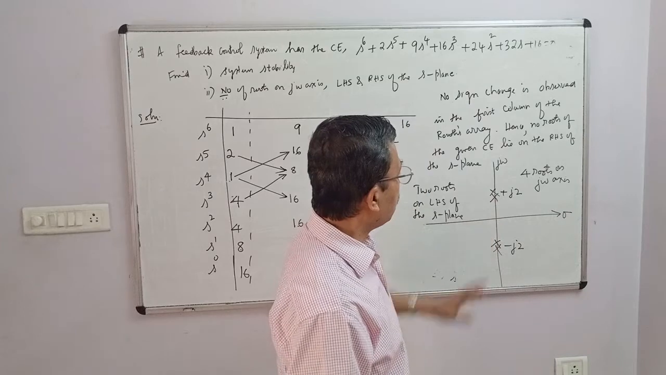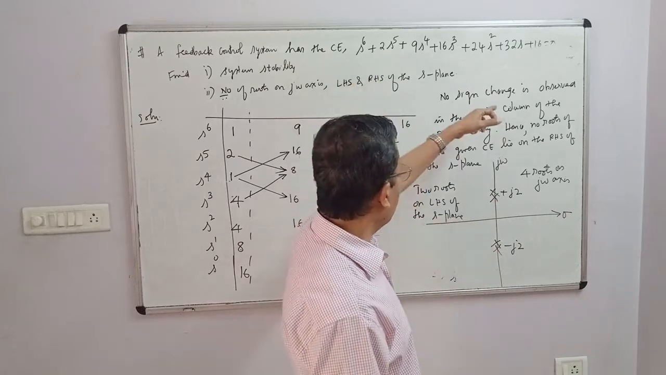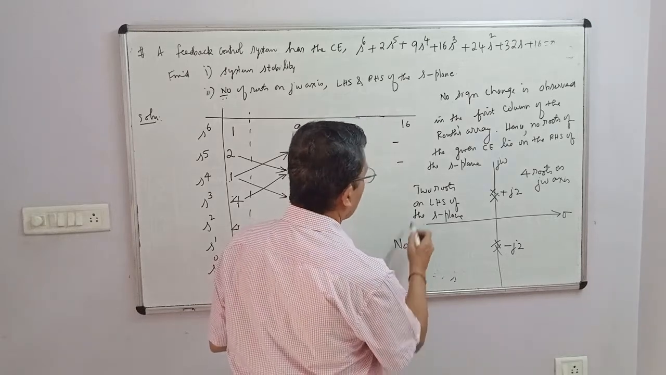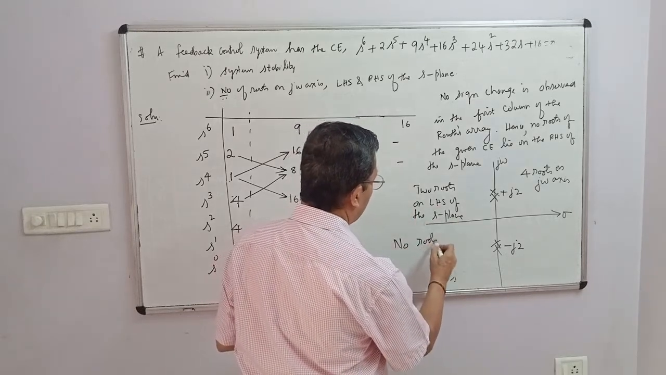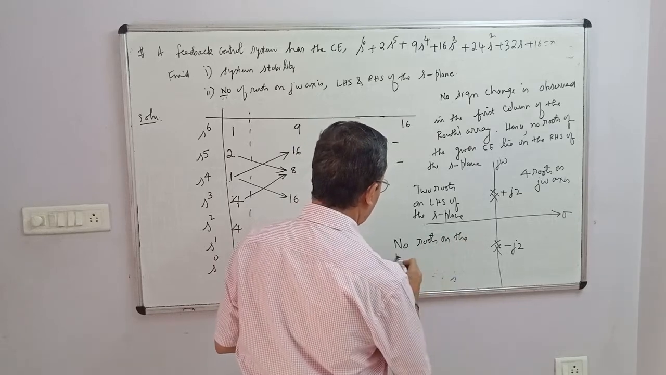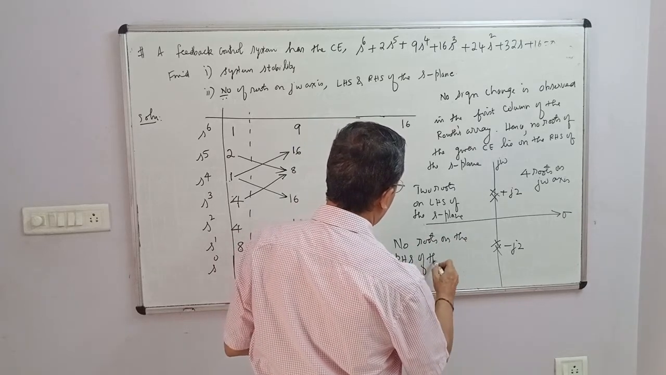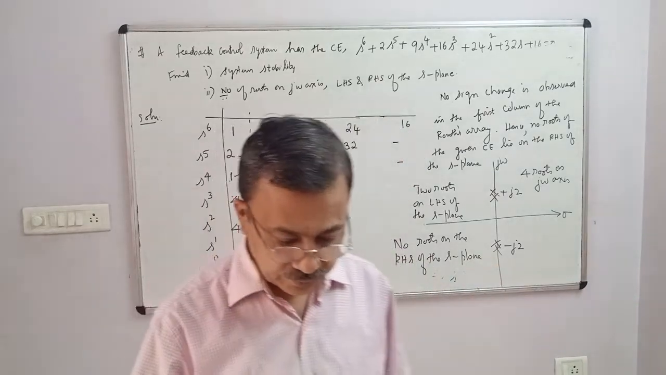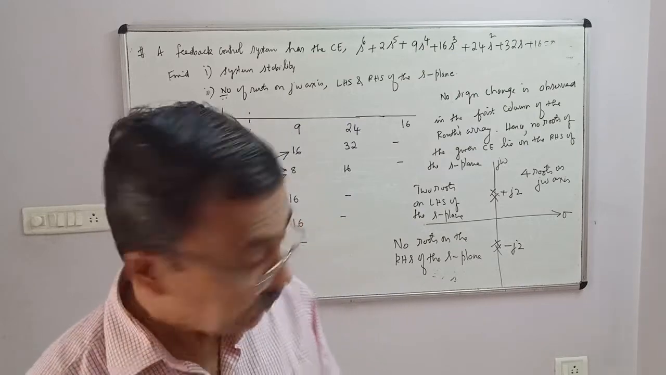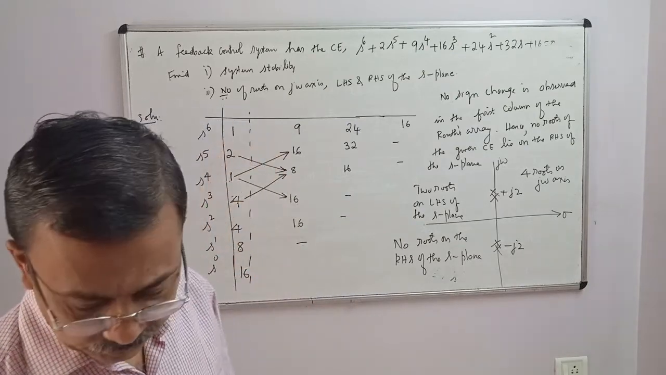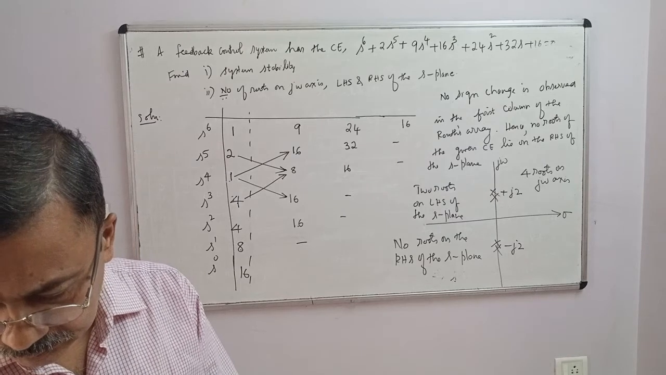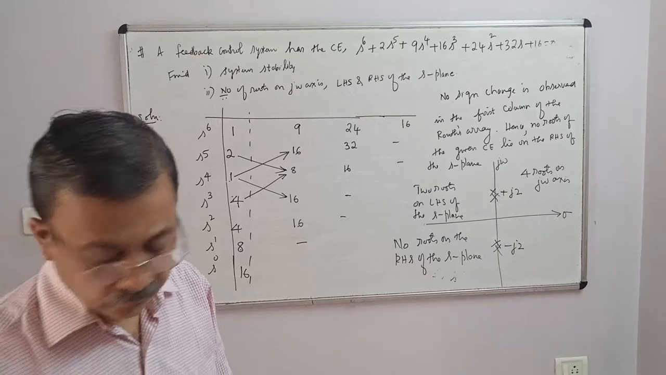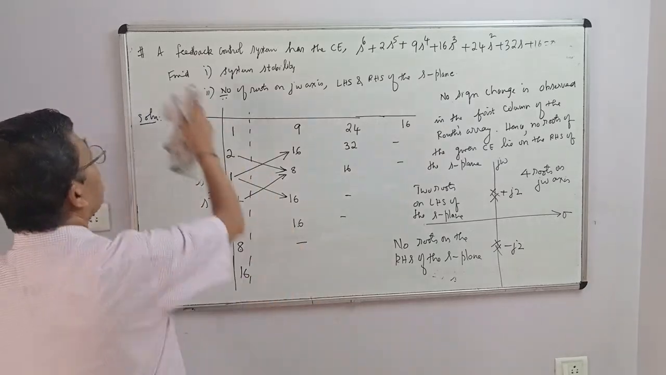Here 2 roots, here 2 roots. So out of 6 roots, 4 roots on j omega axis, 2 roots on LHS of the S plane, no roots on the RHS of the S plane. We'll go to next problem now.